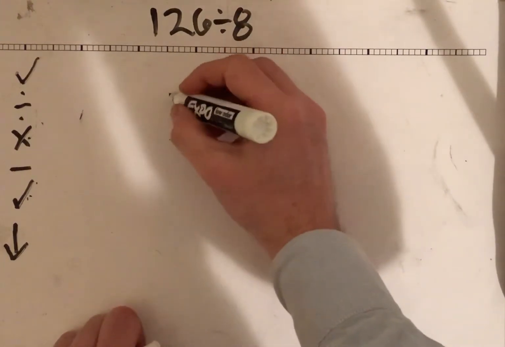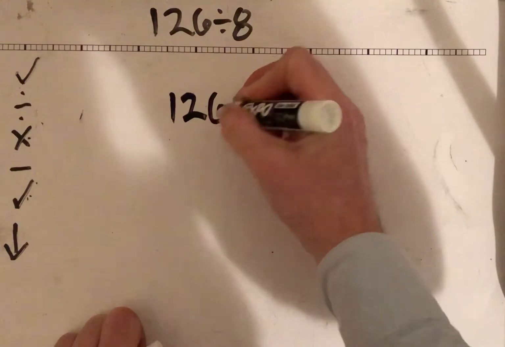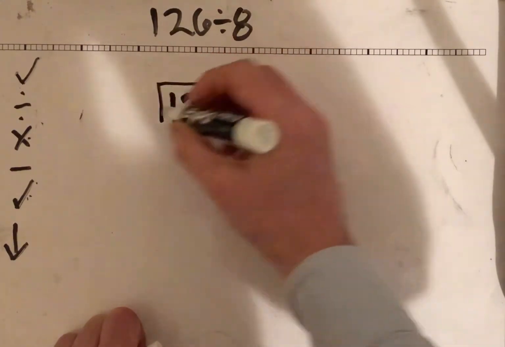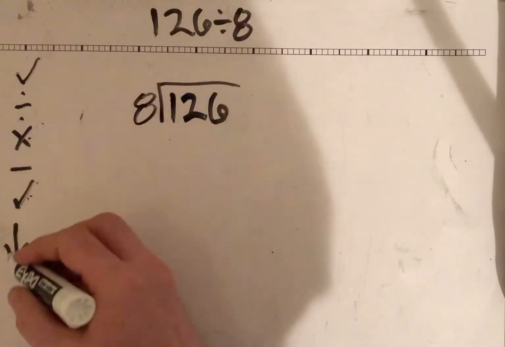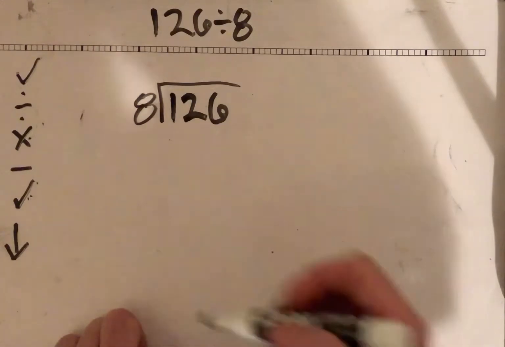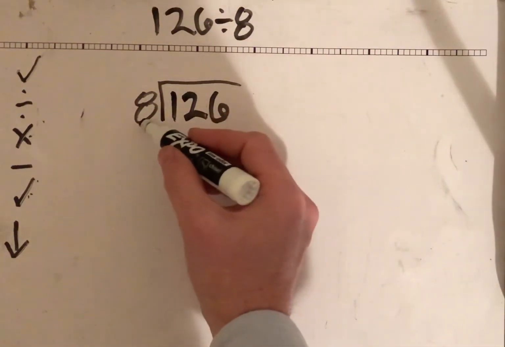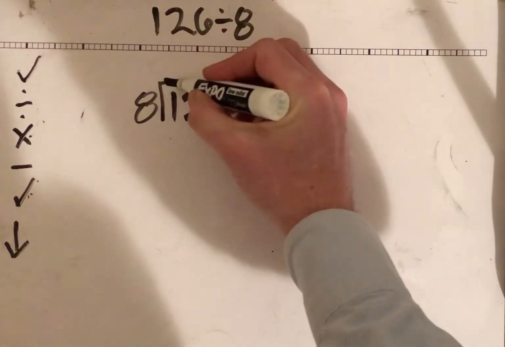So just like always, we're going to put our dividend inside and our divisor on the outside. And we're going to use Charlie, do monkey, sell, chop bananas, checked, divide, multiply, sell, check, bring down. We're going to start off. Does 8 fit into 1? It doesn't, so that is off limits.